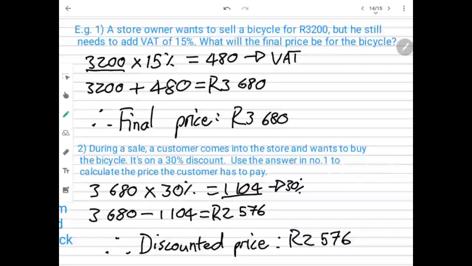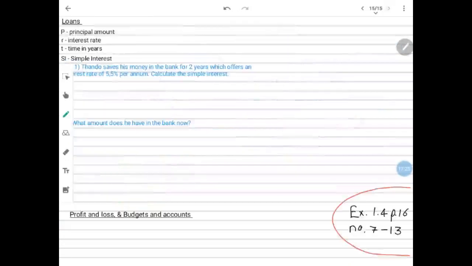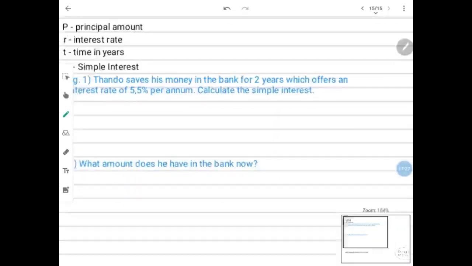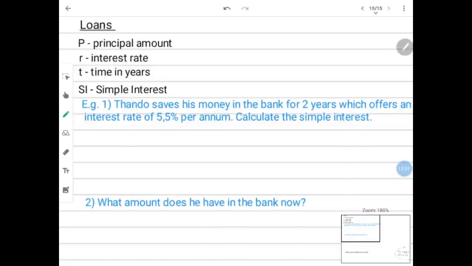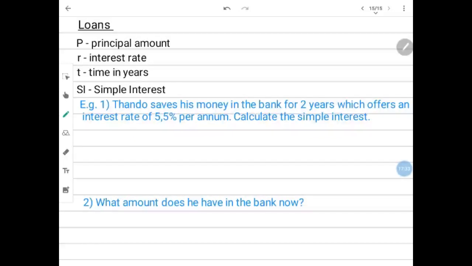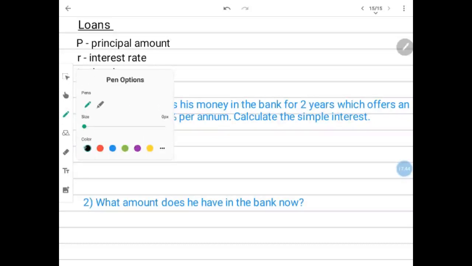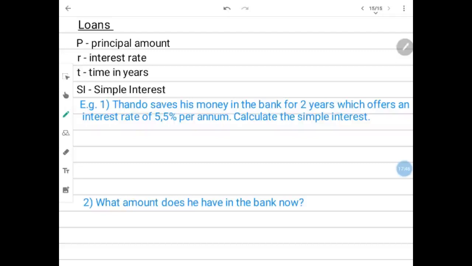So let's look at loans. Right, let's go here to loans. So loans, we're working with interest over here. All right, so we have a formula that we're going to work with to calculate simple interest. You can write down everything that's over here, including the formula. The formula is in your textbook as well.